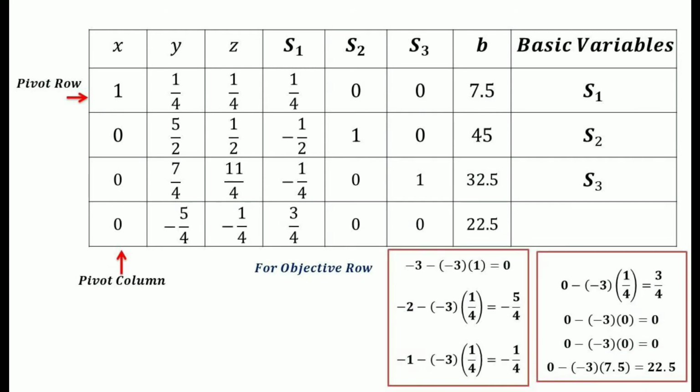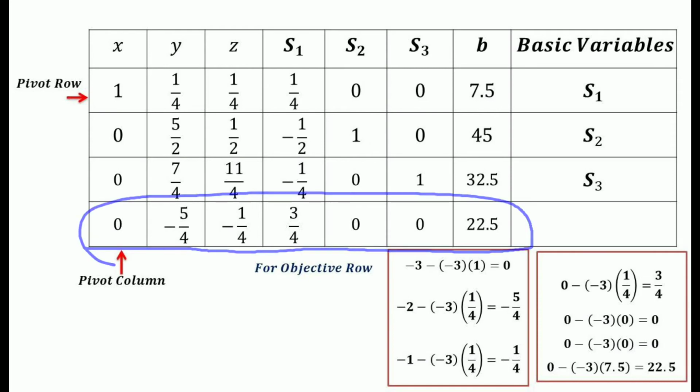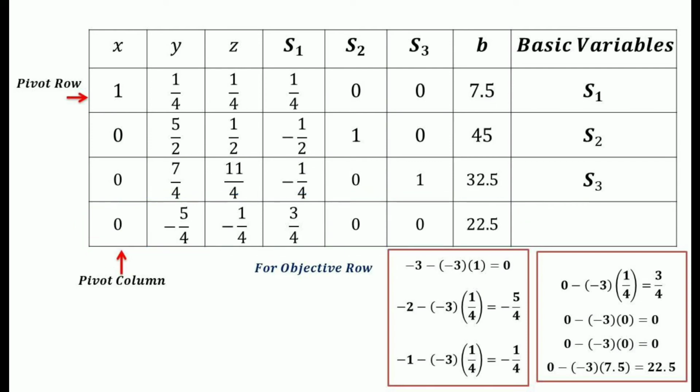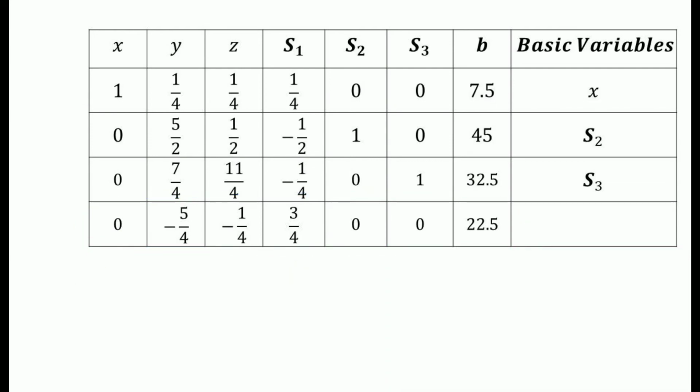So here the old elements of the objective row are also going to be replaced with the new values. That is, now new values are 0, minus 5 upon 4, minus 1 upon 4, 3 upon 4, 0, 0, 22.5. Once all the elements of the new table are calculated, now we are replacing the departing variable with the entering variable.